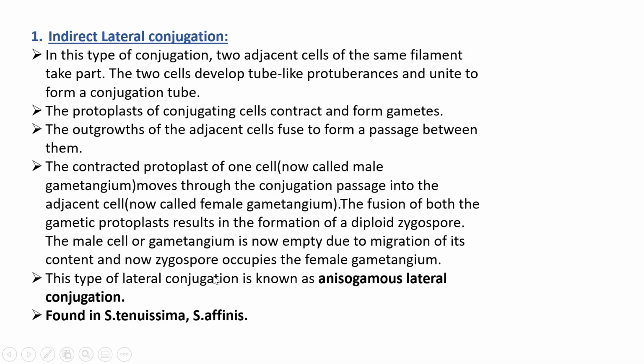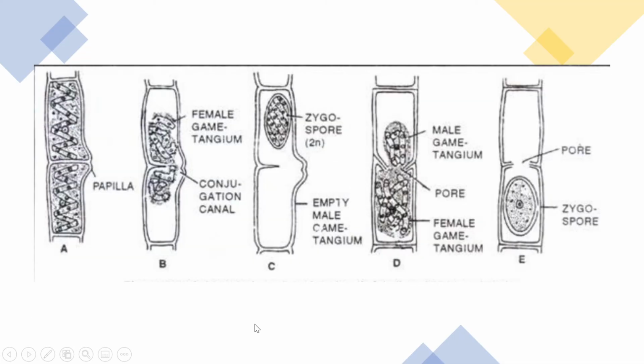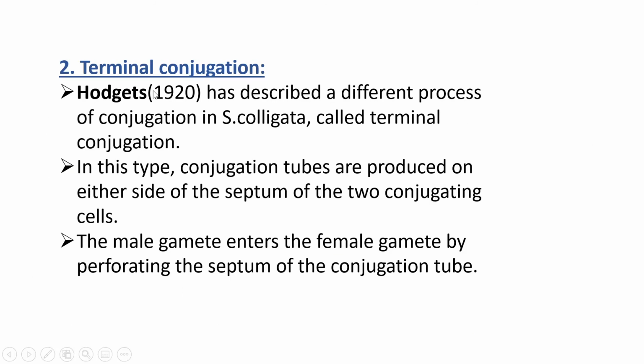This type of lateral conjugation is known as anisogamous lateral conjugation. Indirect lateral conjugation is found in Spirogyra tenuissima and Spirogyra affinis. Then the next type of lateral conjugation is terminal conjugation. Here Hodgetts, a scientist, in 1920 described a different process of conjugation in Spirogyra colligata called terminal conjugation. In this type, conjugation tubes are produced on either side of the septum of the two conjugating cells. The male gamete enters the female gamete by perforating the septum of the conjugation tube.